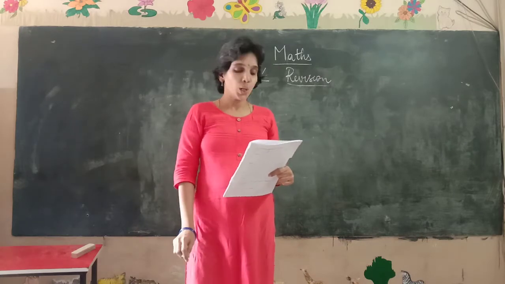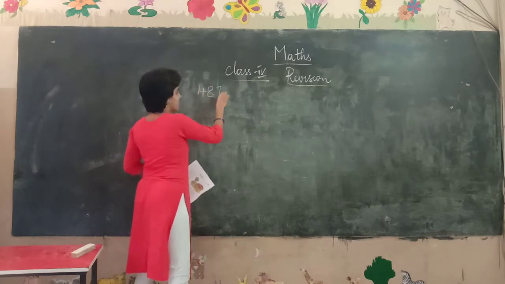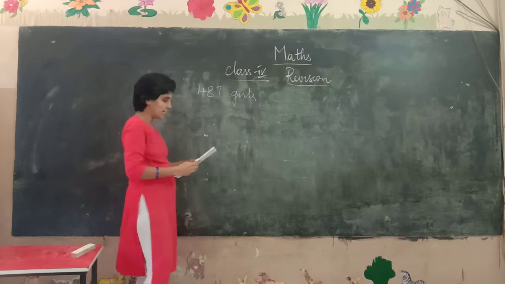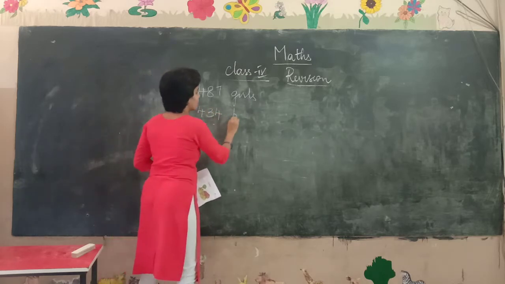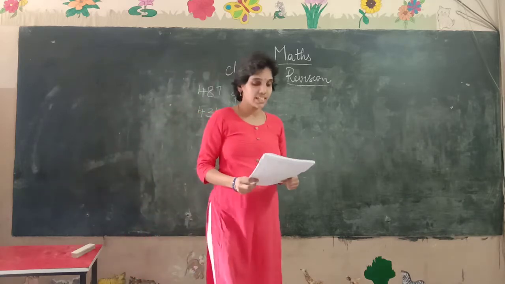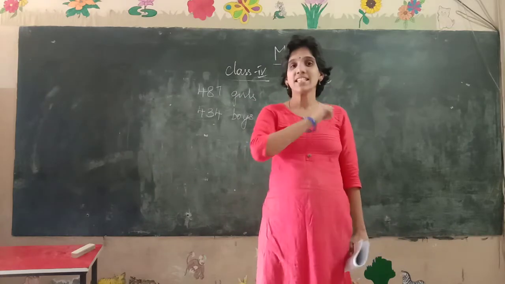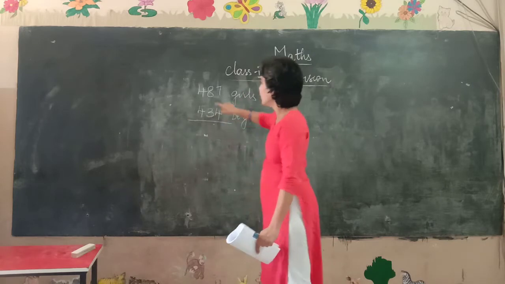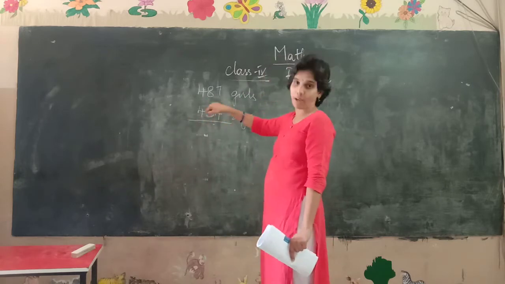There are 487 girls and 434 boys in class 4. Just like you, children, in class 4 in a school, there are 487 girls and 434 boys.